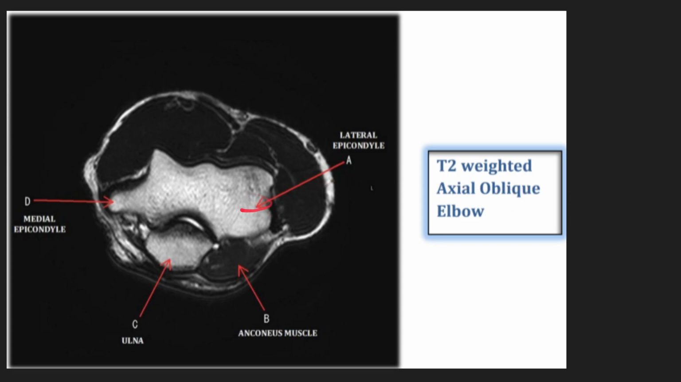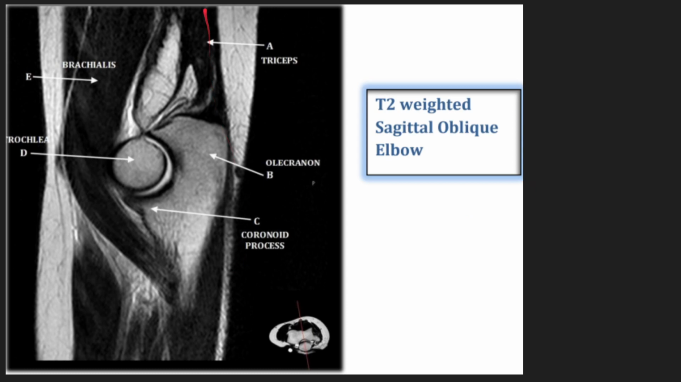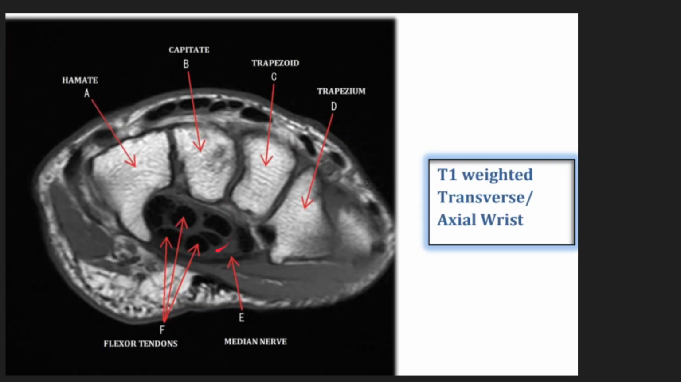Here you have the lateral and medial epicondyles, the ulna at the back, anconeus muscle, triceps brachialis, trochlea, olecranon here, coronoid process. So flexor tendons of the wrist, the median nerve, you have the hamate with the hook, capitate, trapezoid, trapezium.